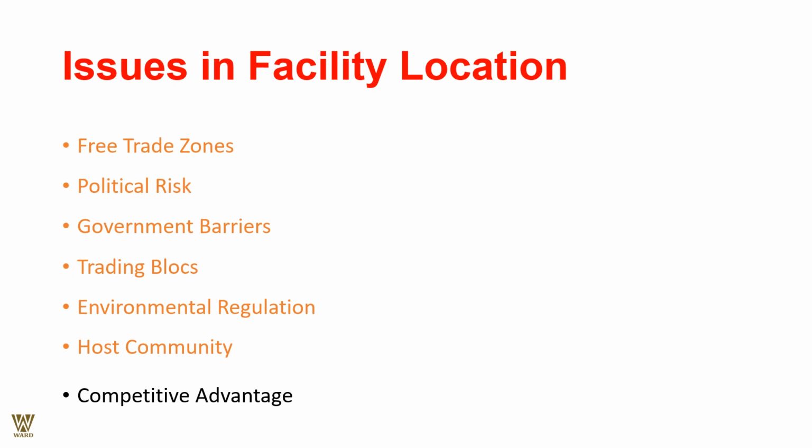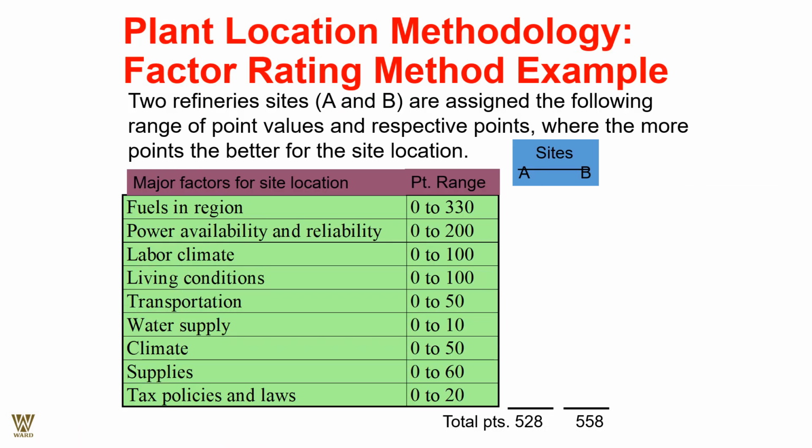The last but not the least is the competitive advantage. At the end of the day, keeping everything in mind, you should be cost effective. At the end of the day, you should have an edge over your competitors, and that is where the issues of plant location come in. Remember, apart from them, we have free trade zone, the political risks, the government barriers, the trading blocks, the environment regulations, host community, and competitive advantage, which play a major role.